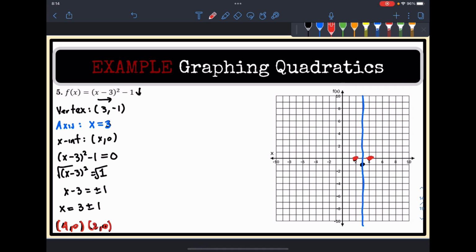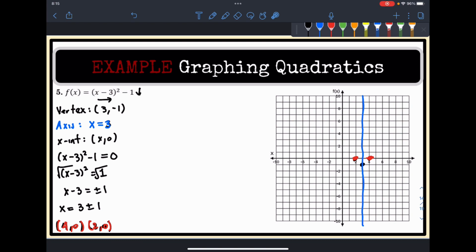And notice how those 2 points, those 2 red dots, are in this situation 1 unit away from, again, the axis of symmetry. Because, again, it's symmetrical. The left side is going to be symmetrical to the right side. It's going to be a mirror image of that. So if this point is 1 unit away from this vertical line, then the other x-intercept also has to be 1 unit away from that line there.